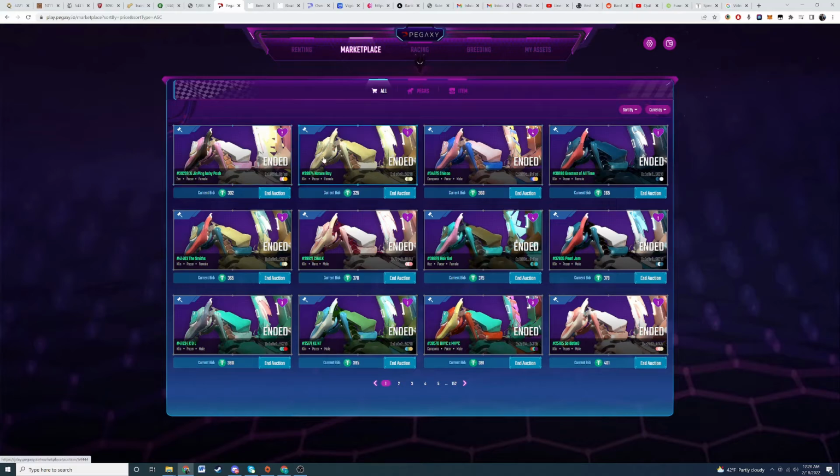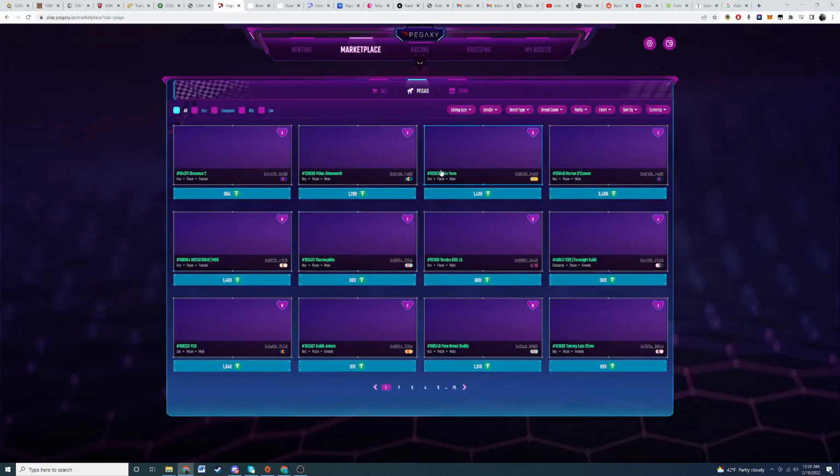There are different sales. The ones that have ended stamped on them are auctions. So much like eBay or any other auction site, they last for a finite period of time. You can bid on them as long as the auction is still running and whatnot. We'll go to Pegas, maybe that'll clear. Yeah, there we go. That cleared off all those ended auctions.